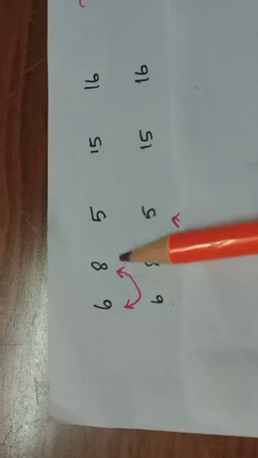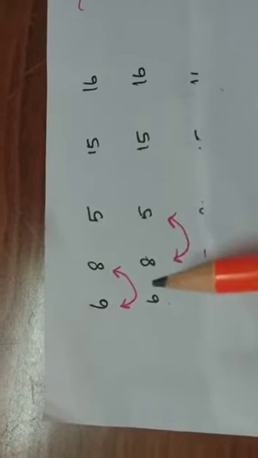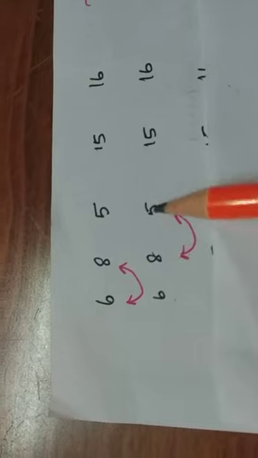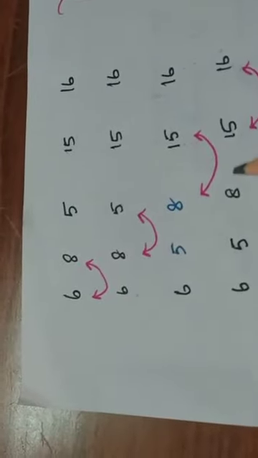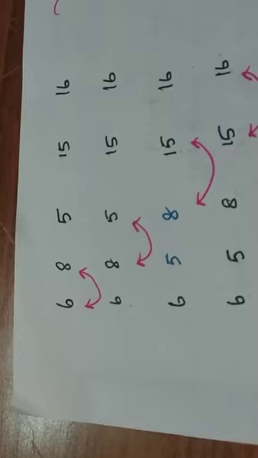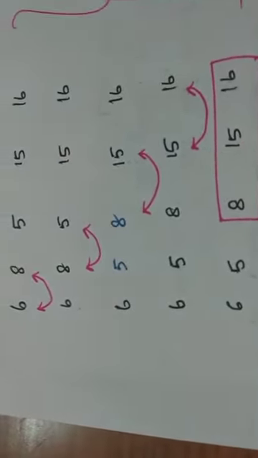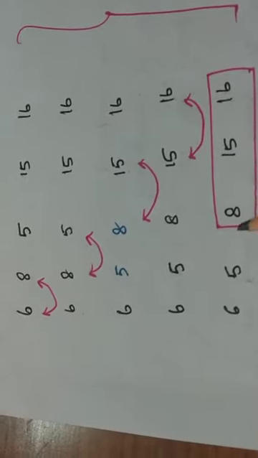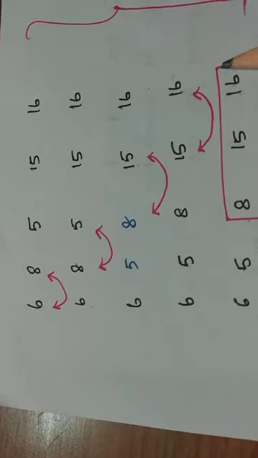So we compare the first two elements. They are in order, so we do not swap. Then we compare 8 and 5. 5 is less, so 5 is swapped with 8. Then we have the comparison between 8 and 15. It is not necessary to swap, so we retain it as such. Next we compare 15 and 16, and after the third pass, three elements are in their own correct positions in sorted order.